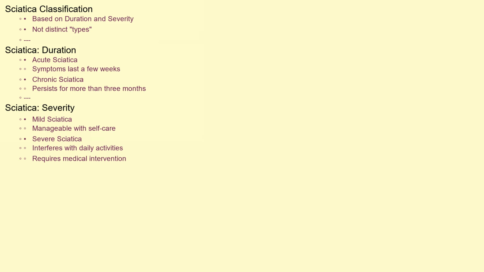While sciatica doesn't have distinct types, in the traditional sense, we can classify it based on duration and severity. Acute sciatica refers to symptoms that last for a few weeks, while chronic sciatica persists for more than 3 months. Severity can range from mild, where symptoms are manageable with self-care, to severe, where the pain significantly interferes with daily activities and requires medical intervention.